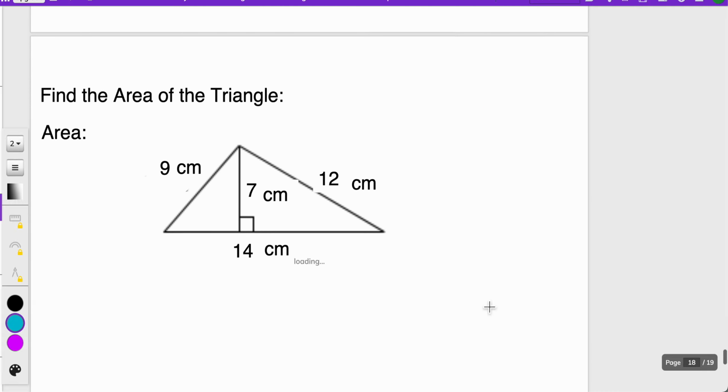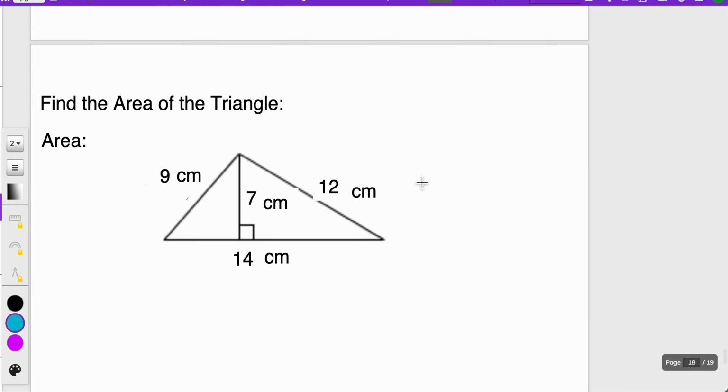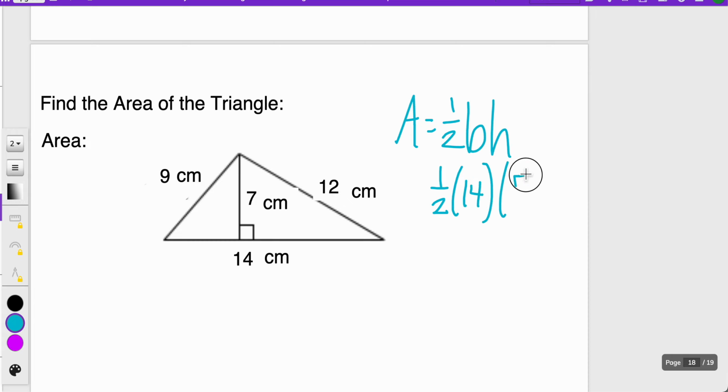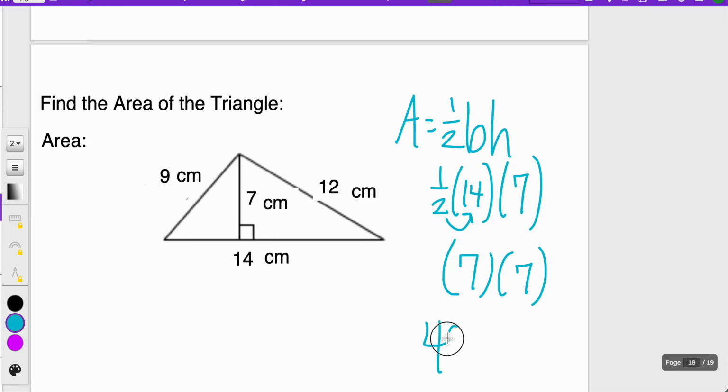Okay. And then our last one of the day, go ahead and pause if needed. 1/2 of the base times height. Your base is 14, your height is 7. 14 times 7 is 98, or you can take half of 14, which is 7, so you're really just doing 7 times 7, or 98 divided by 2, and you're going to get 49 square centimeters.